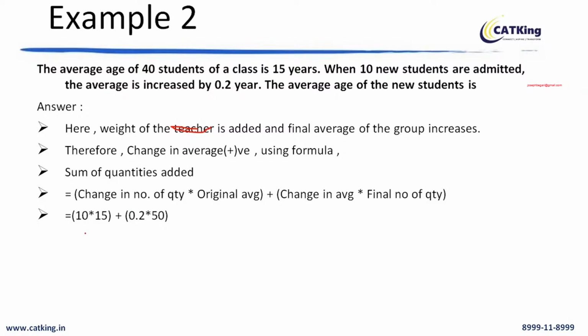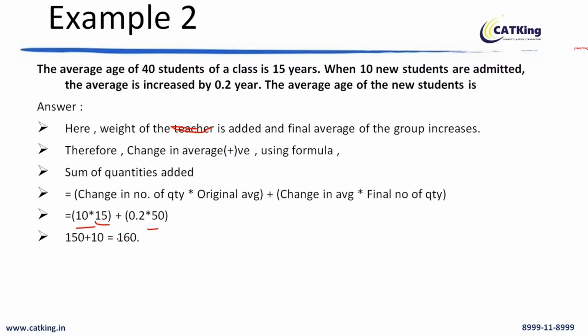Why 0.2 into 50? 10 is the change in the quantity, 10 new students are added. Original average is 15, given to you in the question. And the change in average: they have mentioned there will be an increase of 0.2. So that is the change in average. And into final number of quantity. Final number of quantity has become 50. Why? Because there are originally 40 students. Now 10 new students are added. So 50 will be the new final quantity.